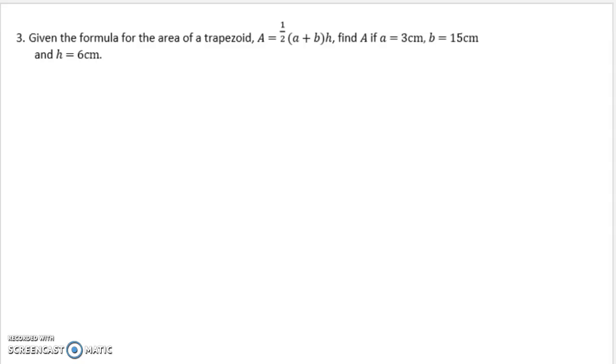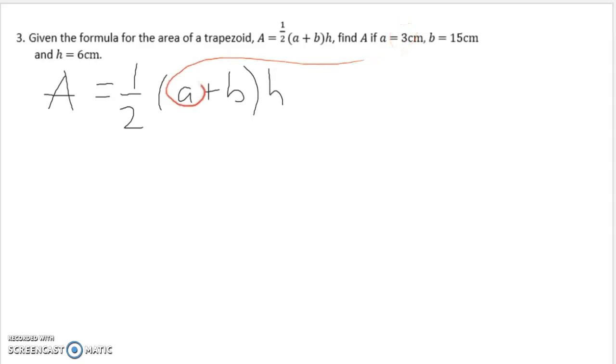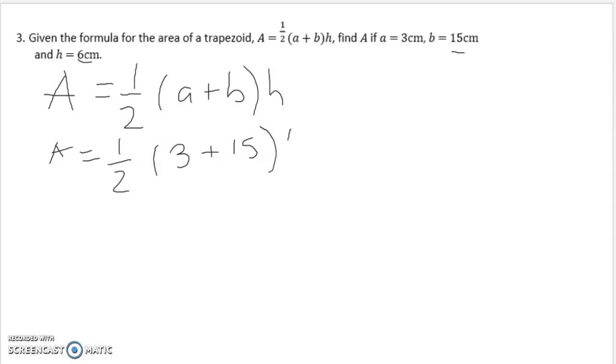Okay, so the first thing you want to do is rewrite our formula. So area equals 1/2 (a plus b) times the height. So what we're going to do is replace a, 3 goes in here, b, 15, goes in here, and h, 6, goes here. So area equals 1/2, a is 3 plus b is 15, and then multiply it by 6.